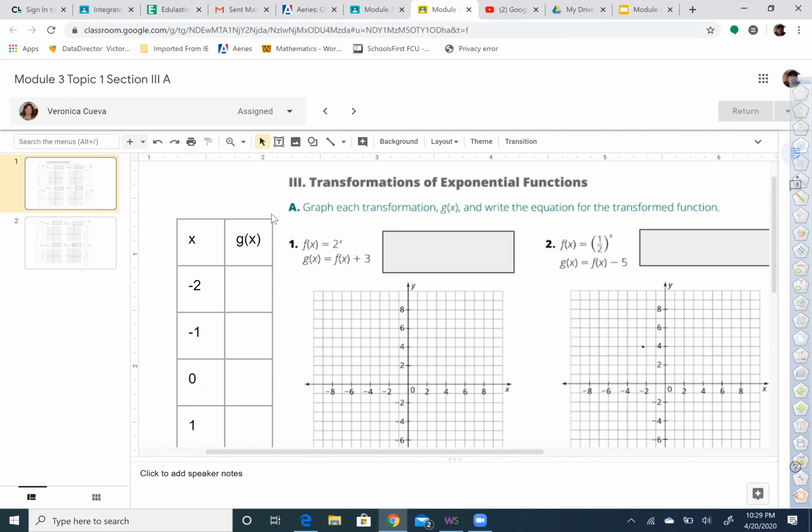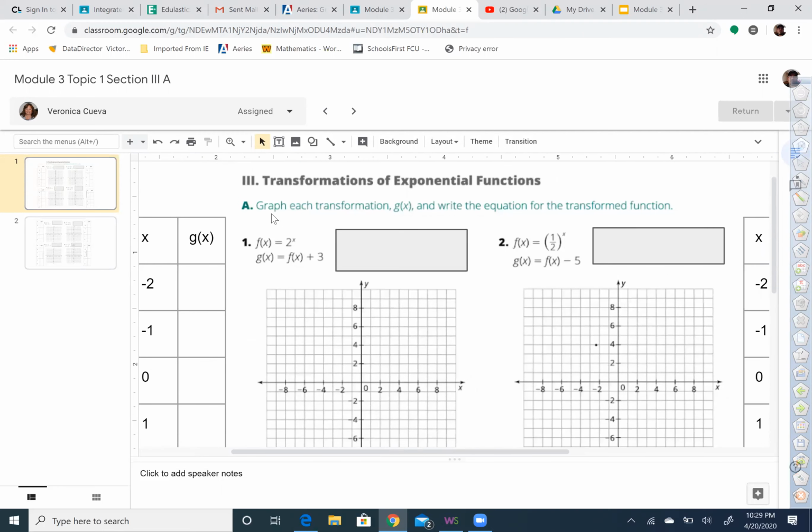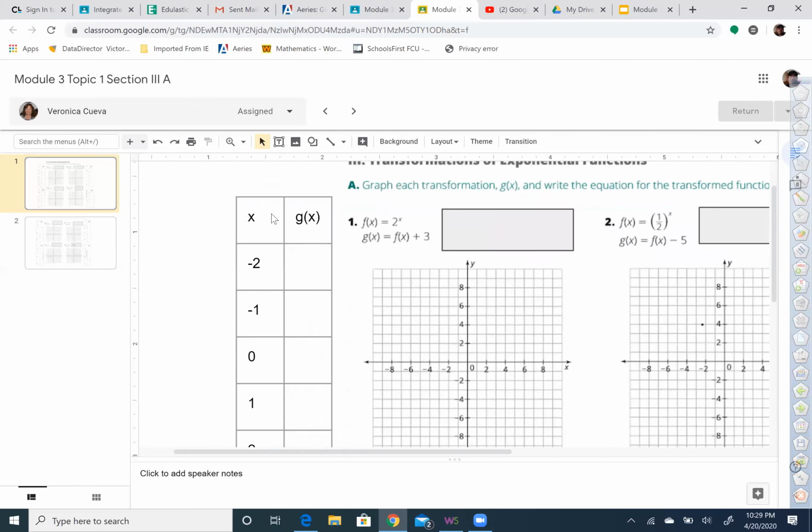So section number 3, transformation of exponential functions. We're going to graph each transformation of g of x and write the equation for the transformed function. What we're doing is combining two functions. If you were going to graph both of them, f of x equals 2 to the x, and then g of x, which is just f of x plus 3, you would graph 2 to the x and then add 3 to each number. The plus 3 would actually be moving the function up.